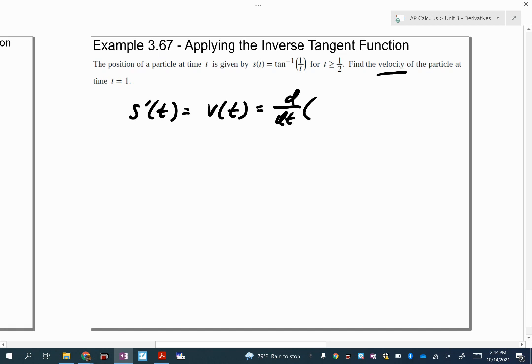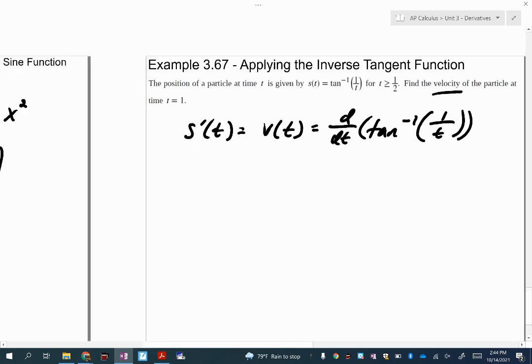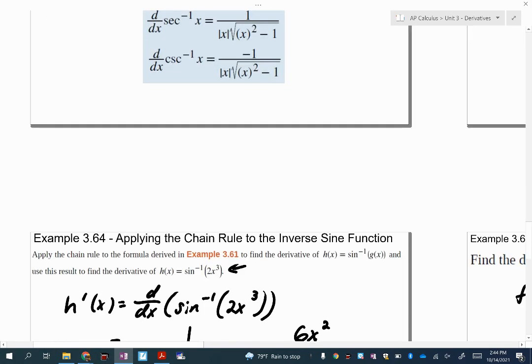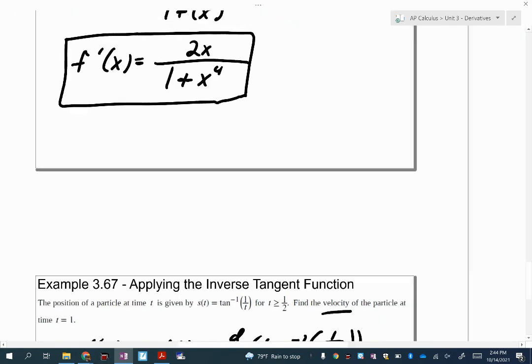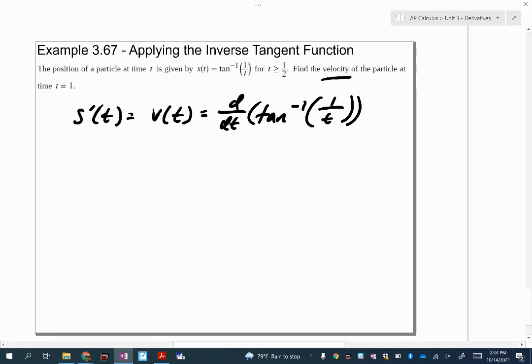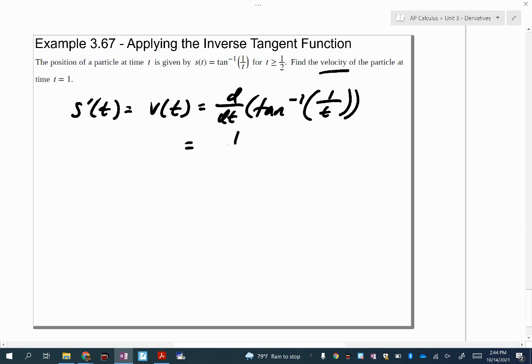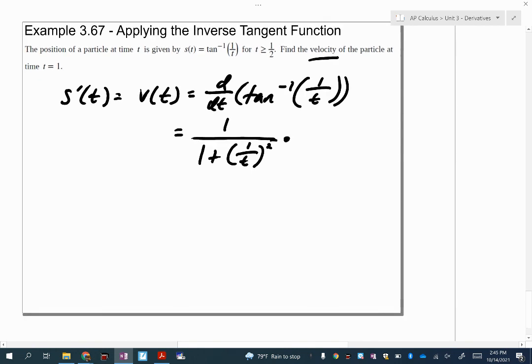d dt of the tangent to the negative first power of 1 over t. This is the inverse tangent derivative, which I go back here. I have 1 over 1 plus the argument squared. All right, I am going to need to use the chain rule. So 1 over 1 plus the argument, right? The argument is 1 over t squared times the derivative of 1 over t.